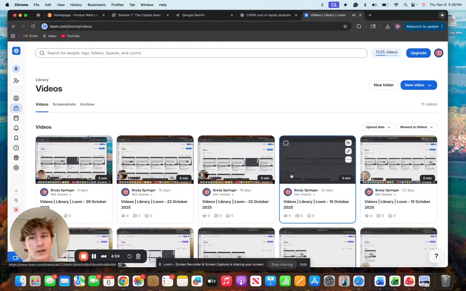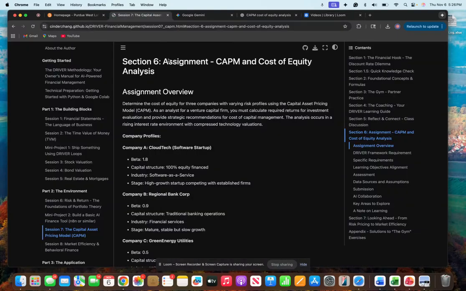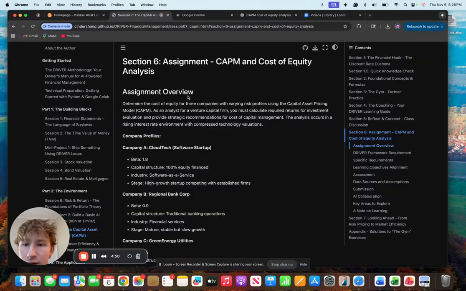Hello, this is the session 7 assignment for Professor Zhang's class, Management 310. In this session, our assignment is to determine the cost of equity for three companies with varying risk profiles using the capital asset pricing model, CAPM.